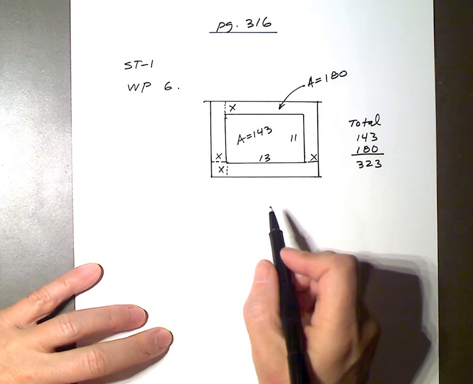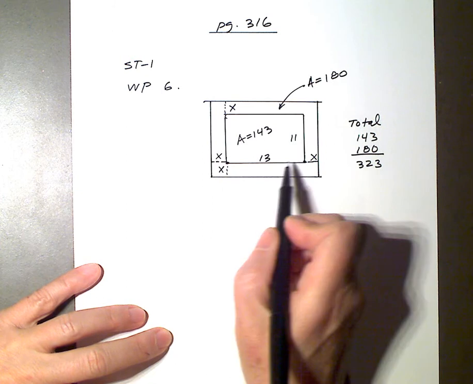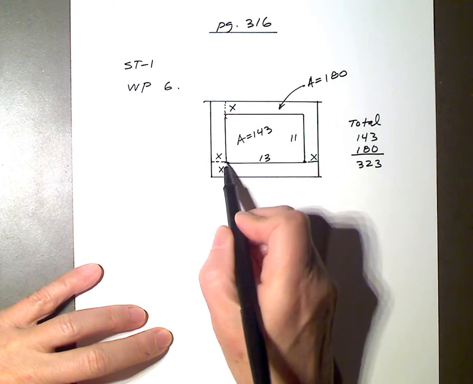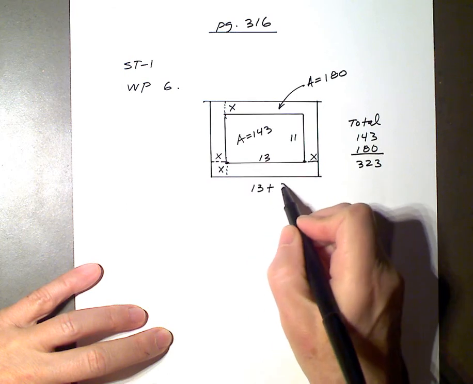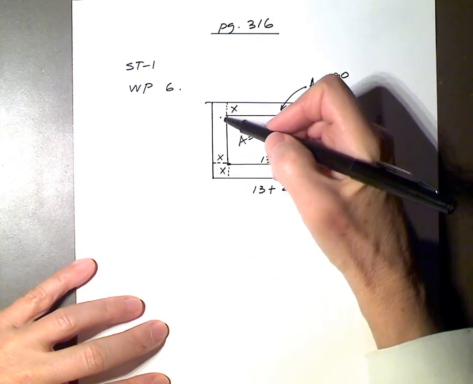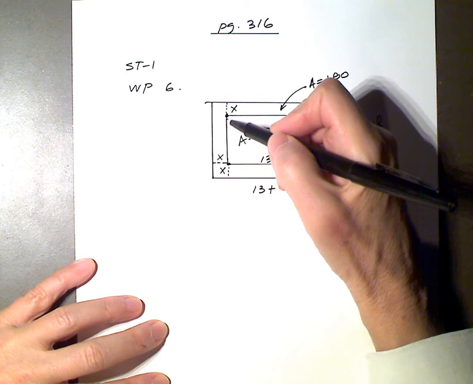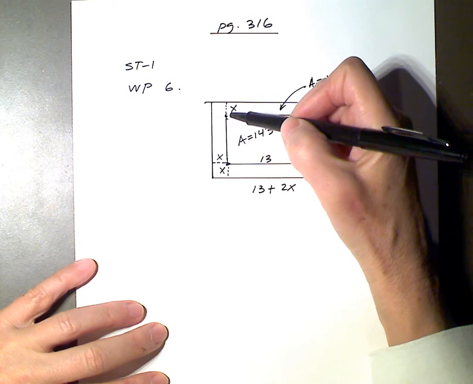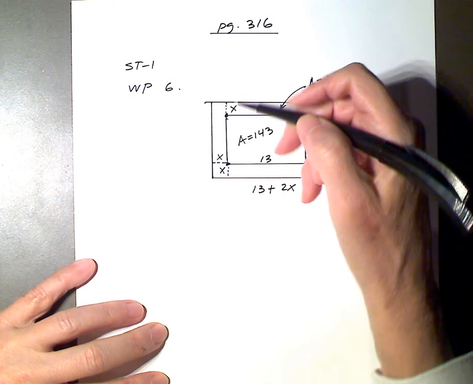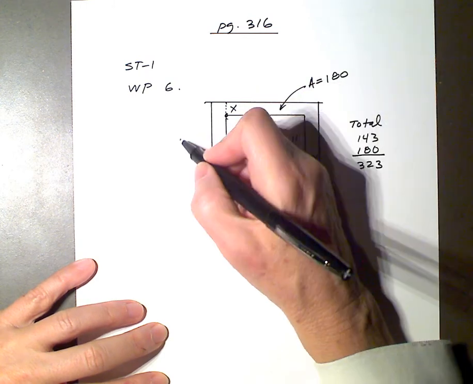So if from here to here is 13 and the walkway is x this direction and x this direction, then this outside dimension is 13 plus 2x. And if it's 11 meters or feet from here to here, then this is x and this is x, so that whole thing is 11 plus 2x, that dimension.